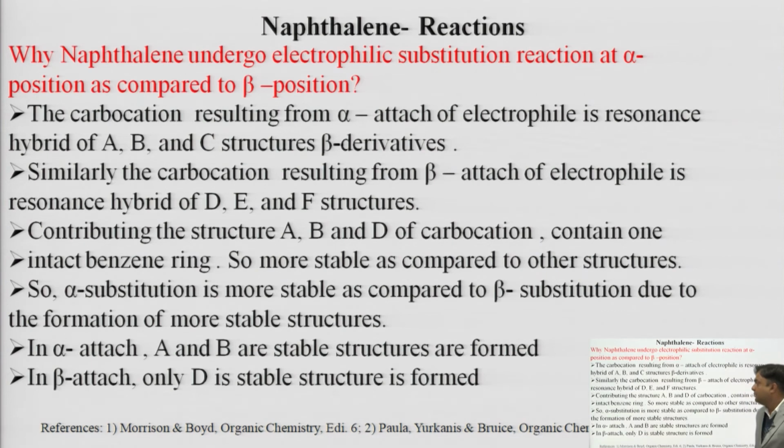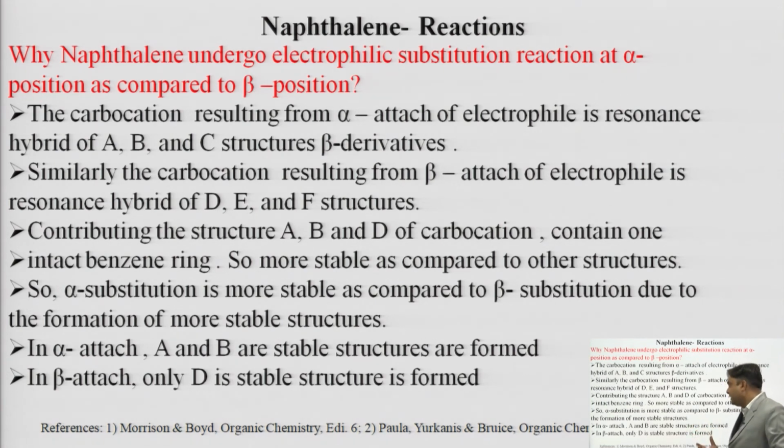Now come to the point. The carbocation resulting from the alpha position attack of the electrophile is a resonance hybrid of A, B and C structures. Similarly, the carbocation resulting from the beta attack of the electrophile is a resonance hybrid of D, E and F structures. Contributing structures A, B and D of the carbocation contain one intact benzene ring. So, they are more stable as compared to the other structures.